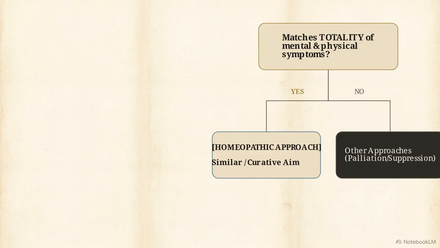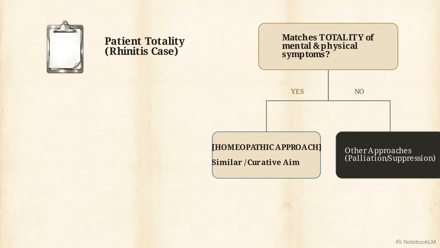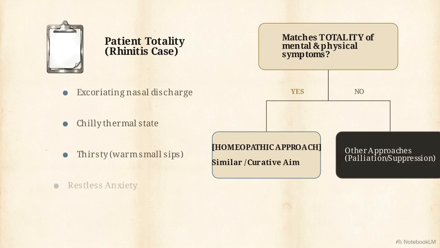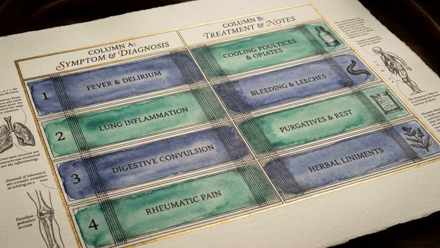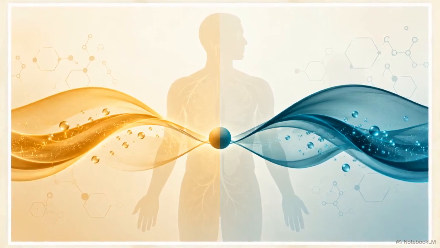Let's reset the decision tree one last time to evaluate the final pathway, the specific logic Hahnemann designated for true chronic resolution. We apply this to the rhinitis case. The practitioner must find a medicine whose proven profile precisely matches the excoriating discharge, the chilliness, the thirst for warm water, and the specific anxiety. When this precise match is achieved, we classify it as homeopathy, a therapeutic relationship defined by true similarity.